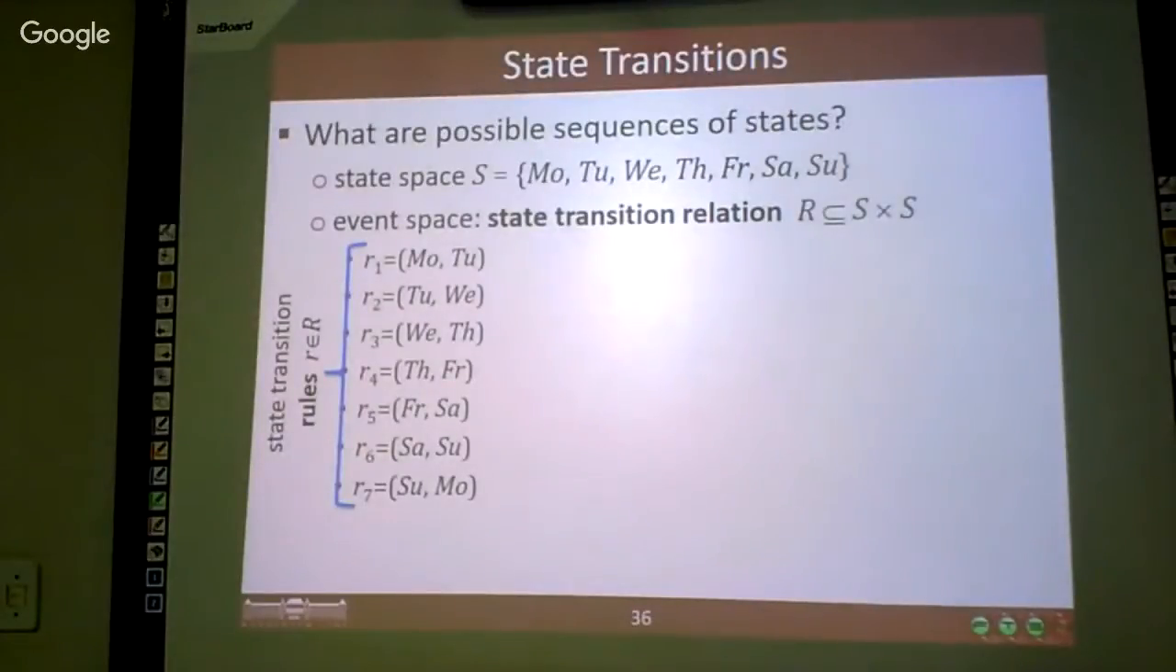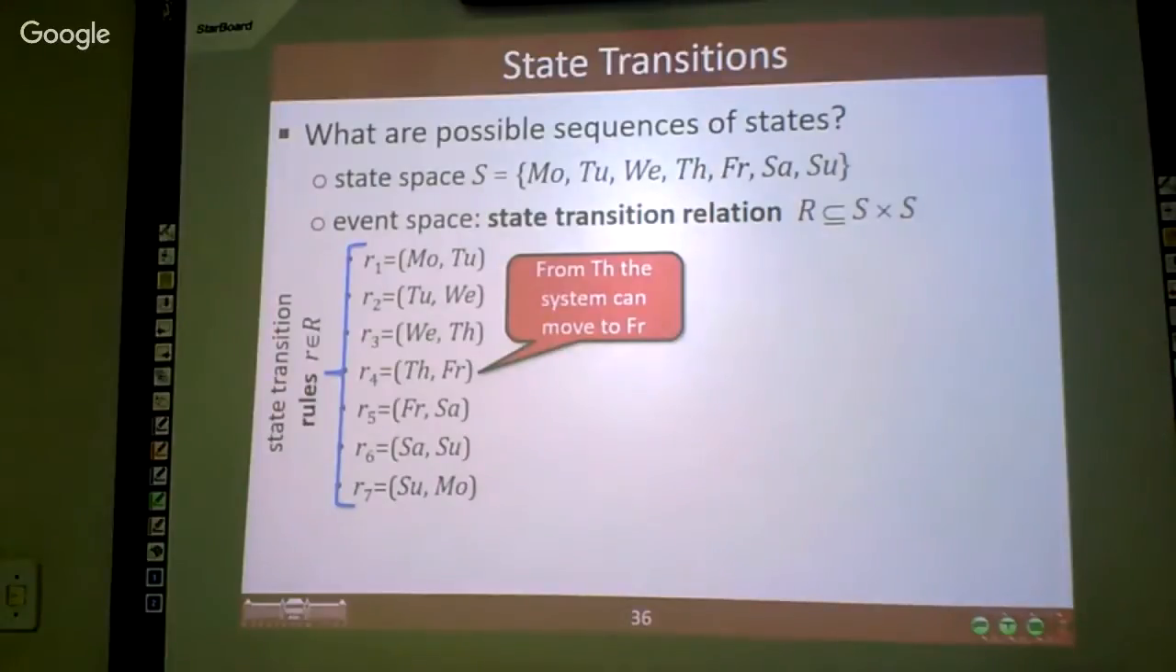And state transitions can be represented by relations, relations in the mathematical sense. So we have the state space S, and we have the event space, that are the state transitions, and the state transition rules are represented by relations. So R1 is when we move from Monday to Tuesday. R2 is when we move from Tuesday to Wednesday, and so on.